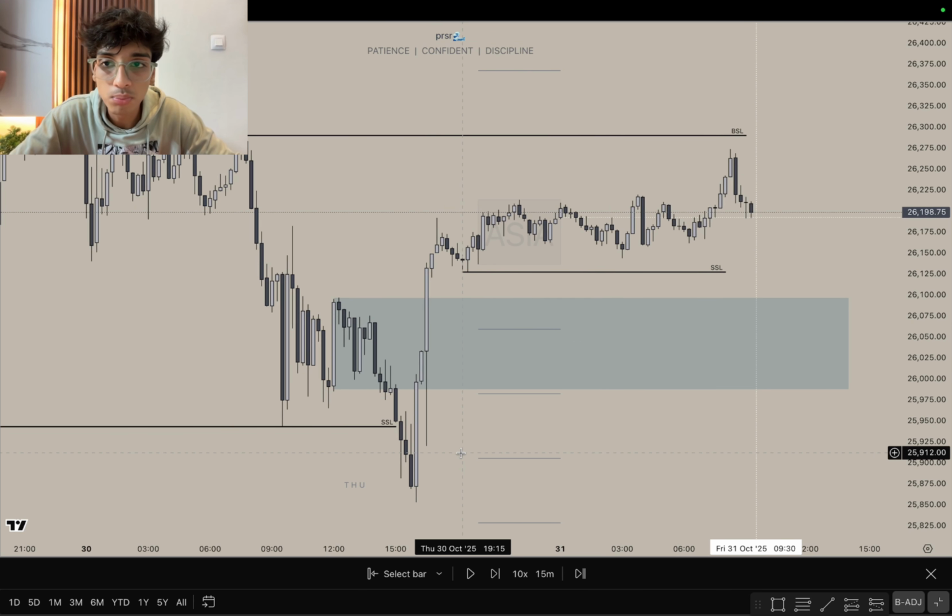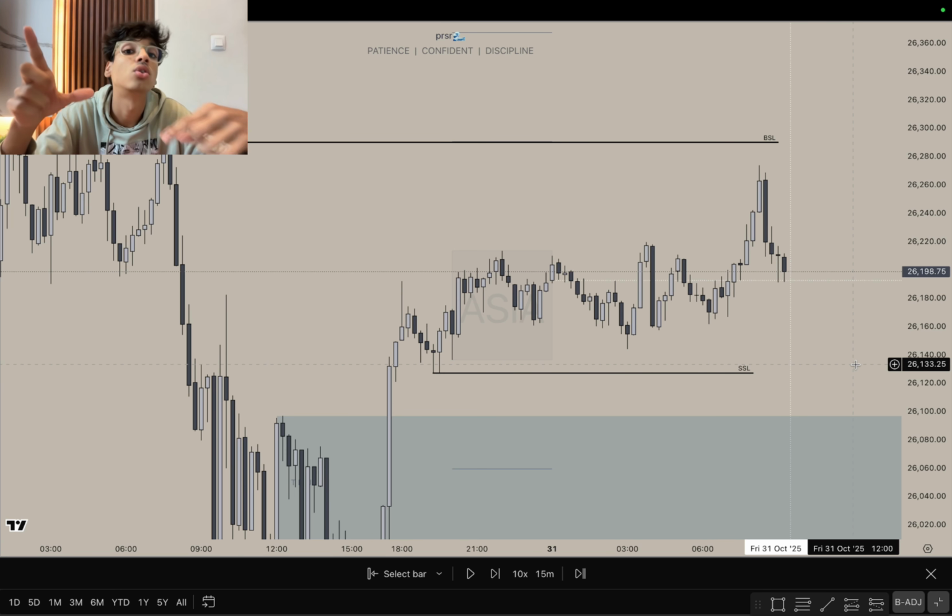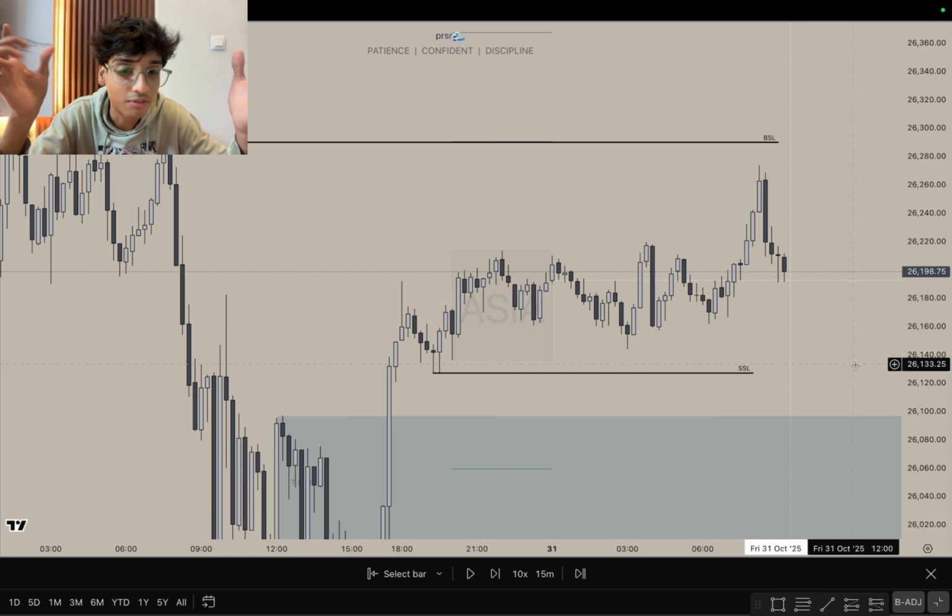This is how you create your A plus setup, because on the higher time frame we are bullish, on the lower time frame we are bullish. So is taking a short worth it? No, absolutely not worth it, because of alignment: on the higher time frame if you are bullish, on the lower time frame you are bullish. That's how fractality works. So yeah, it is what it is.